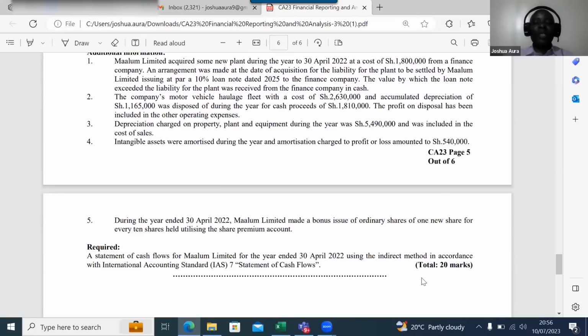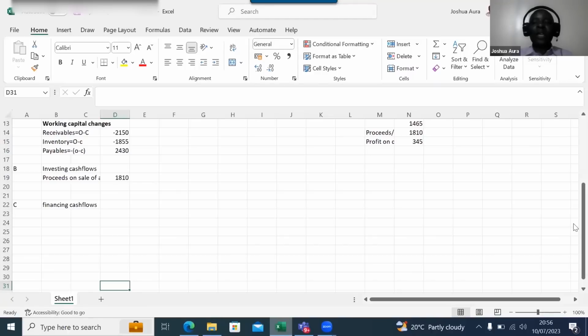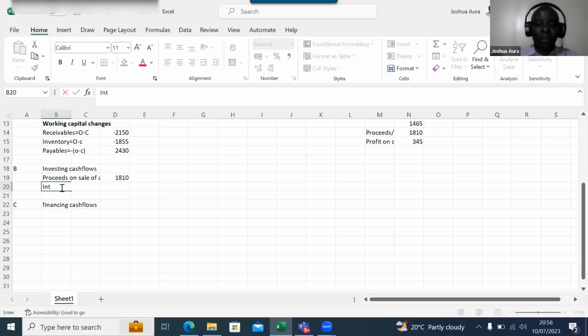So then what I will do, ladies and gentlemen, I will come very fast here. When I'm talking about intangible assets under investing activities, I'll write here intangible assets. So under intangible assets, what am I doing here? I'm basically taking opening minus closing minus any impairment, because impairment is a loss.